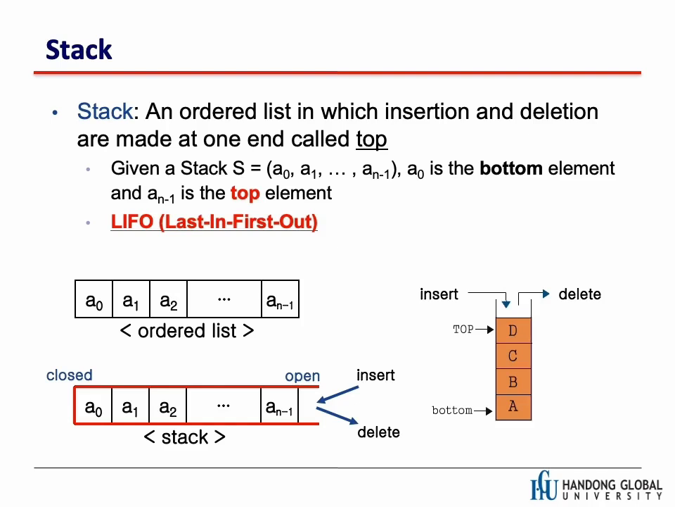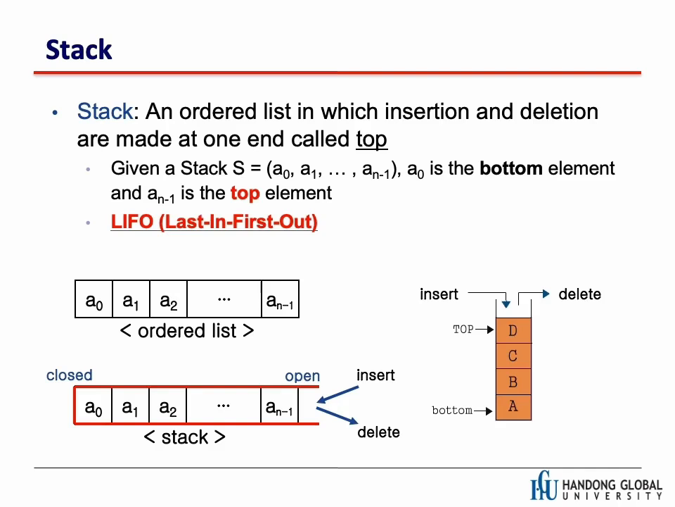Okay. Given a stack S from A naught to A sub n minus 1, A naught is the bottom element and A sub n minus 1 is the top element. In this case, A naught is the first in, and A sub n minus 1 is the last in. The stack is a kind of LIFO structure. It means the last in will be the first out.